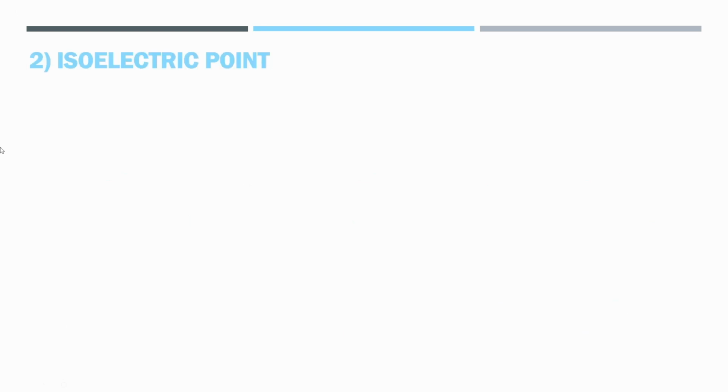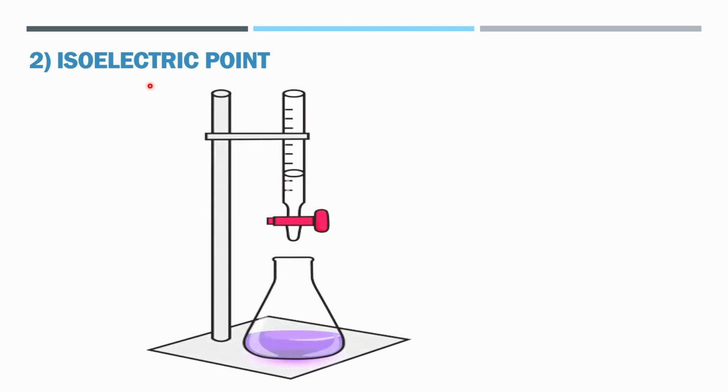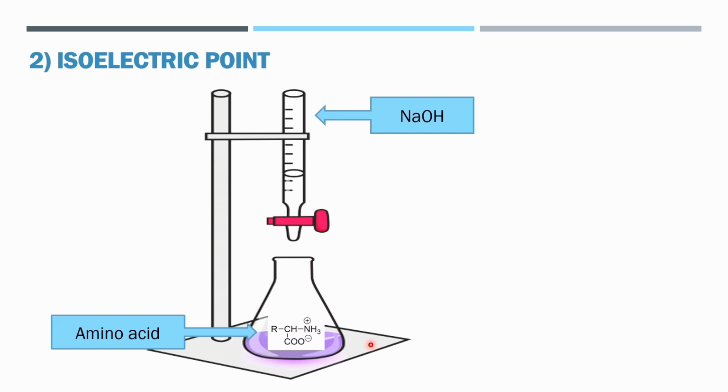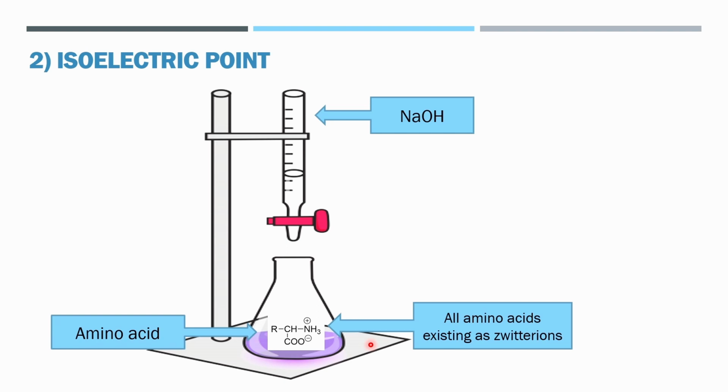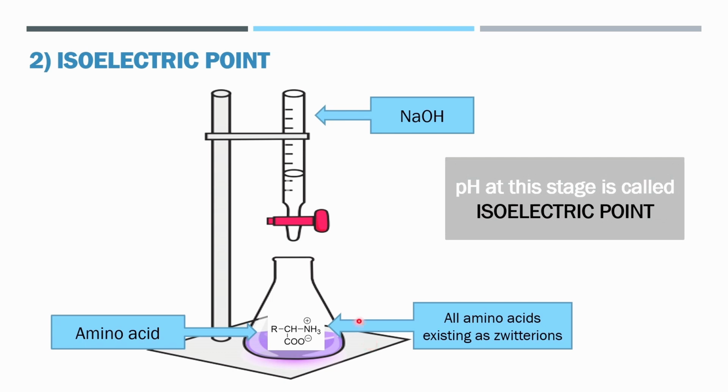Let's move on to the second physical property that amino acids show, which is the isoelectric point. If we take a titration apparatus and in the burette we fill NaOH, and in the conical flask we take a solution of amino acid, we don't know which form of amino acid, cationic, anionic, or dipolar form, it is. It's all in equilibrium. When we start titrating it, a point will come when all the structures in this amino acid solution will exist as Zwitter ions, or the dipolar form. The pH at this point is called the isoelectric point.